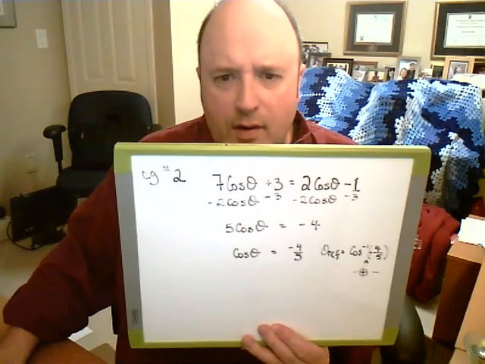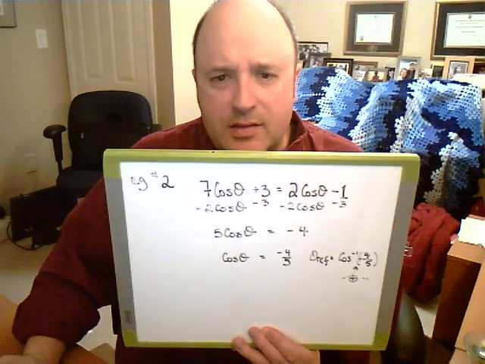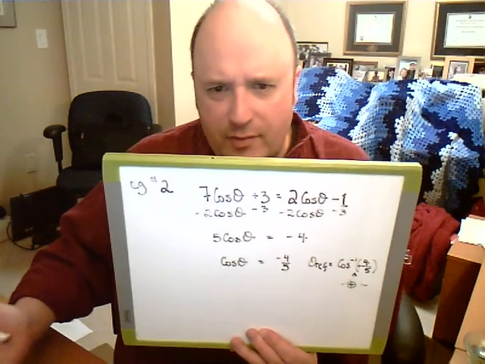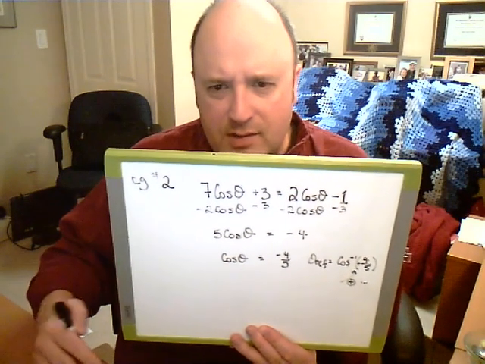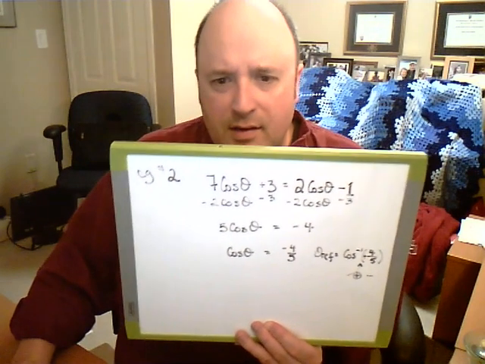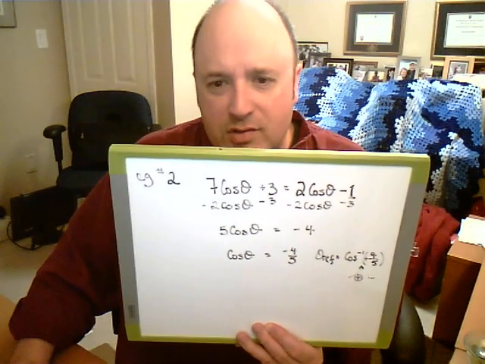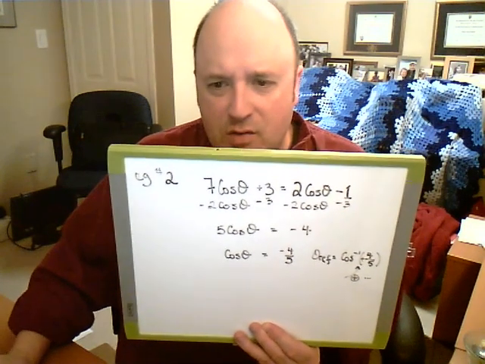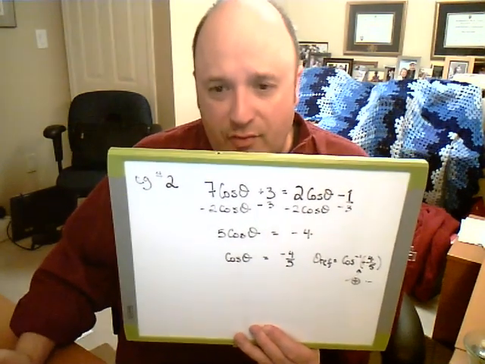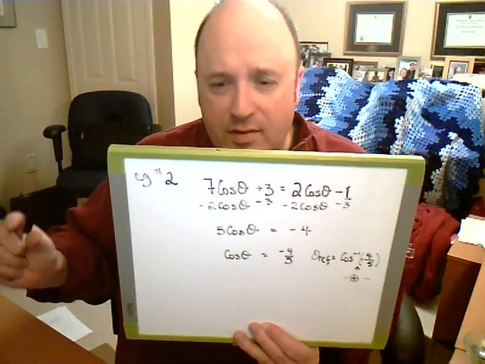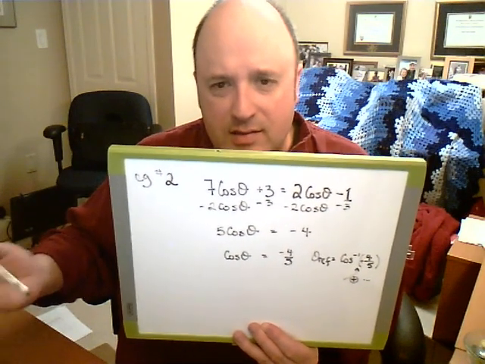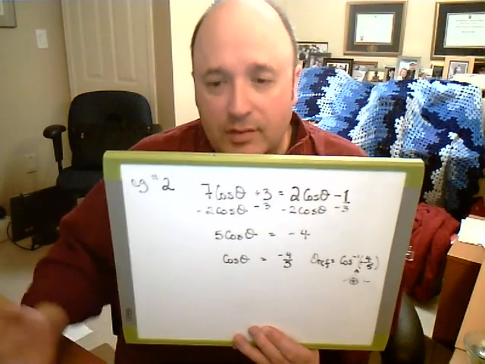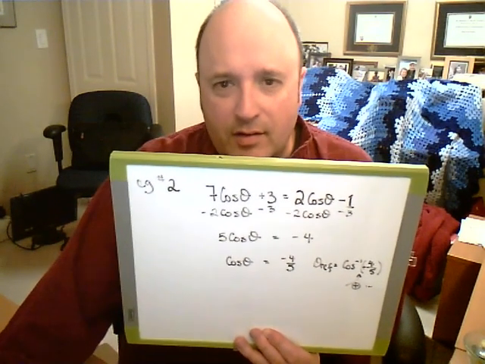I'm just subtracting 2 cos theta from one side to the other, just regular algebra, getting the cos thetas on one side and the numbers on the other side. So I get 5 cos theta is equal to negative 4, divide off the 5, and the reference angle is cos to the negative 1 of a positive 4 over 5. Remember, whenever it's negative, you keep it positive for your calculator because that's how your calculator needs to work in order to give you a good reference angle. So let's calculate that out on our calculators.